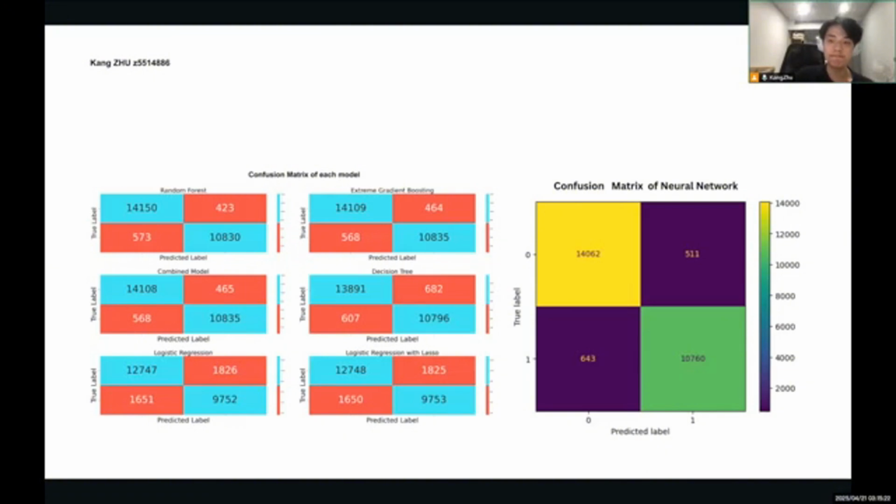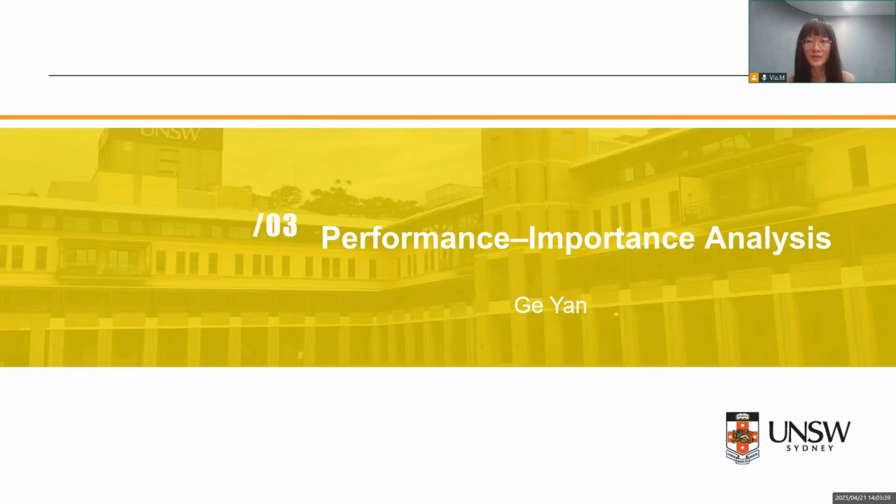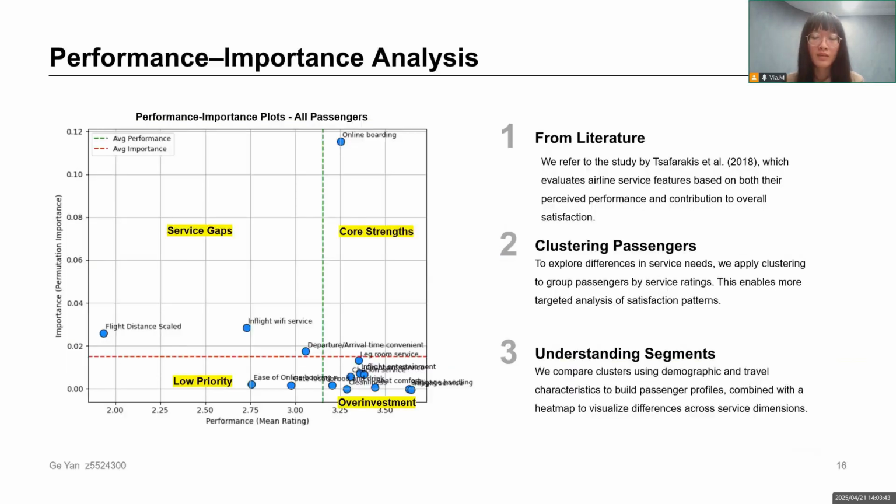Hi, I'm Goyan. In this part, we'll be talking about the performance importance analysis. This analysis framework is adapted from a study we found in the Journal of Air Transport Management, which is based on scoring variables collected from questionnaires and then using this kind of graph to evaluate both service performance and contribution to overall satisfaction. Here you can see the plot we drew based on all passengers' data.